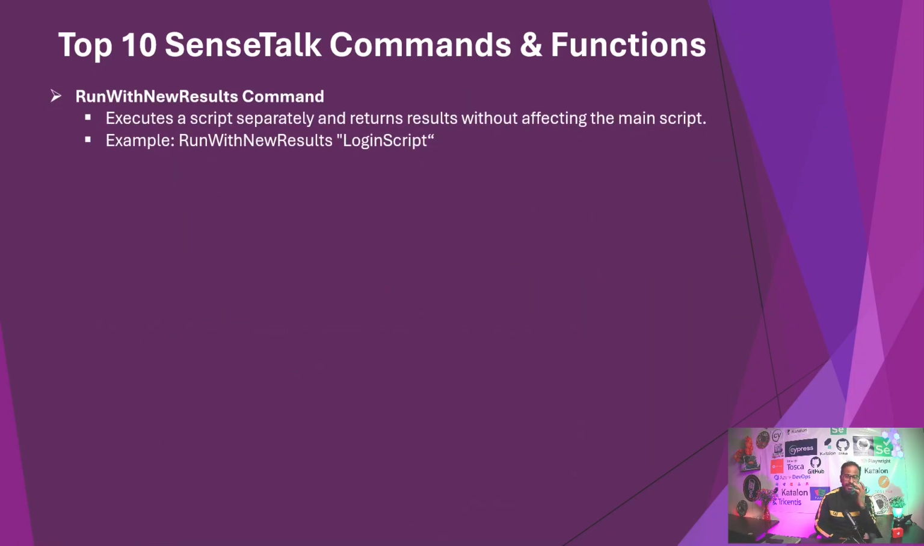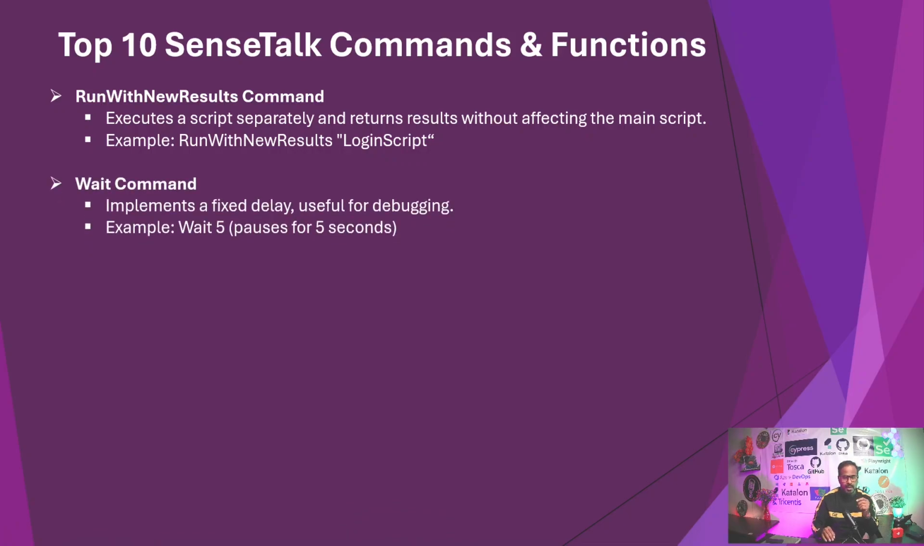And then the run with new results command. This run with new results command executes a script separately and returns results without affecting the main script. Run with new results login script. So basically, you have a main script. Under the main script, you want to call subscripts like login script, registration script, or shopping cart script. Basically, you can execute the child scripts within the main script by calling them. That is the use of this run with new results command.